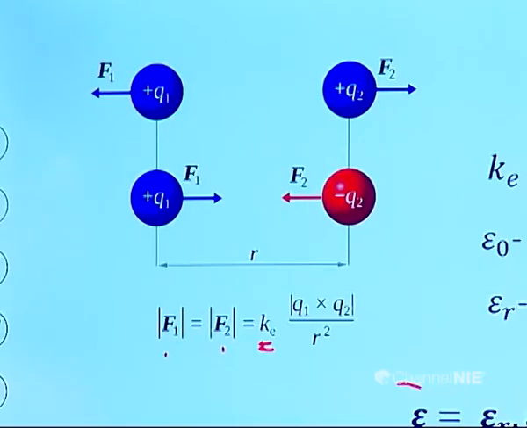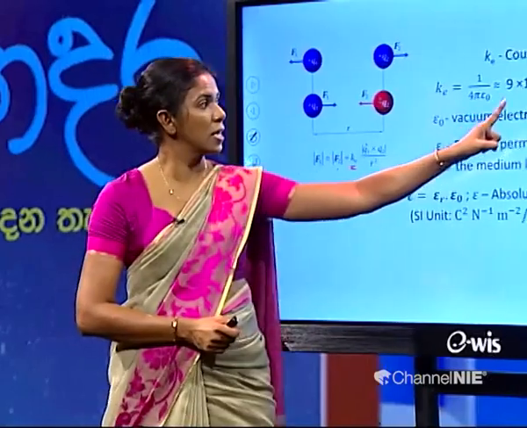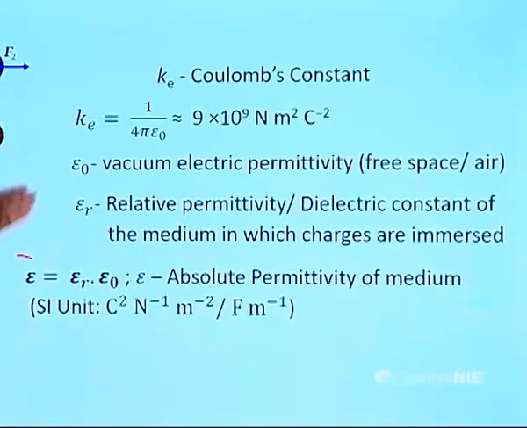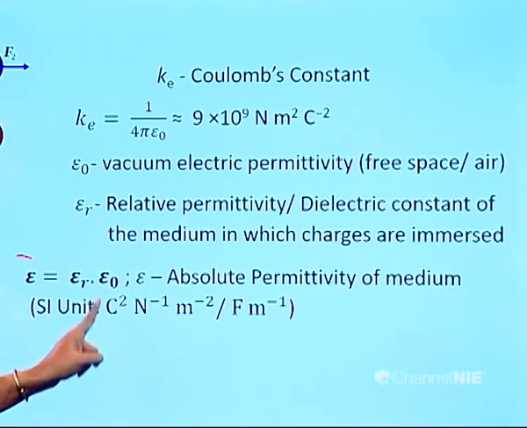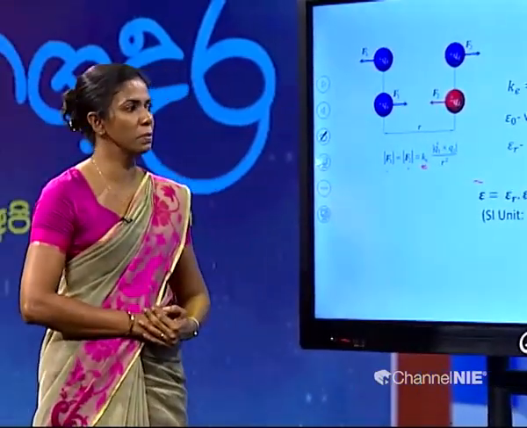If we think of the SI unit of Coulomb's constant, the force is measured in newtons, the SI unit of charge is coulombs, and the SI unit of distance, separation, is meter. So, we come to the SI unit of Coulomb's constant as newton meter squared per coulomb squared, and from that the SI unit of permittivity, coulomb squared per newton per meter squared, also expressed as farads per meter.